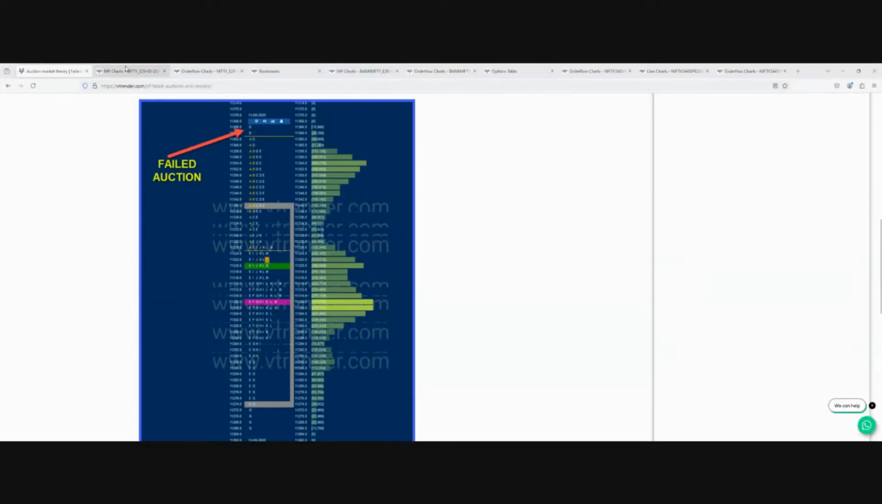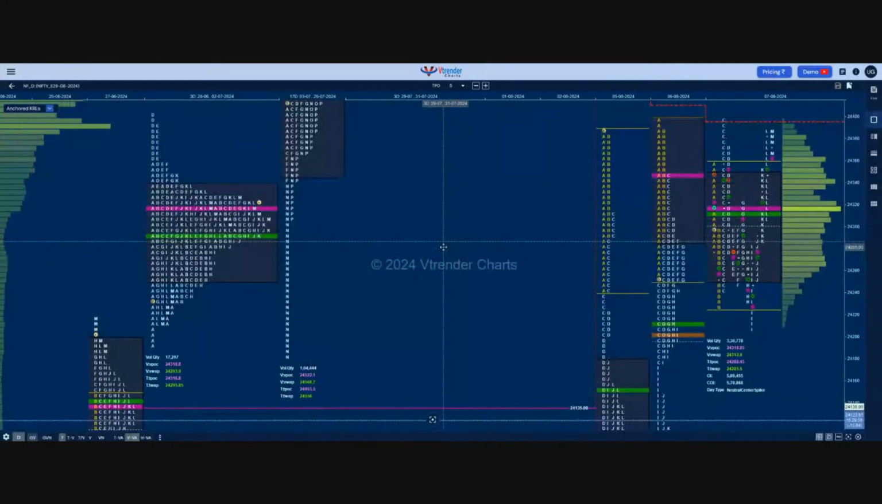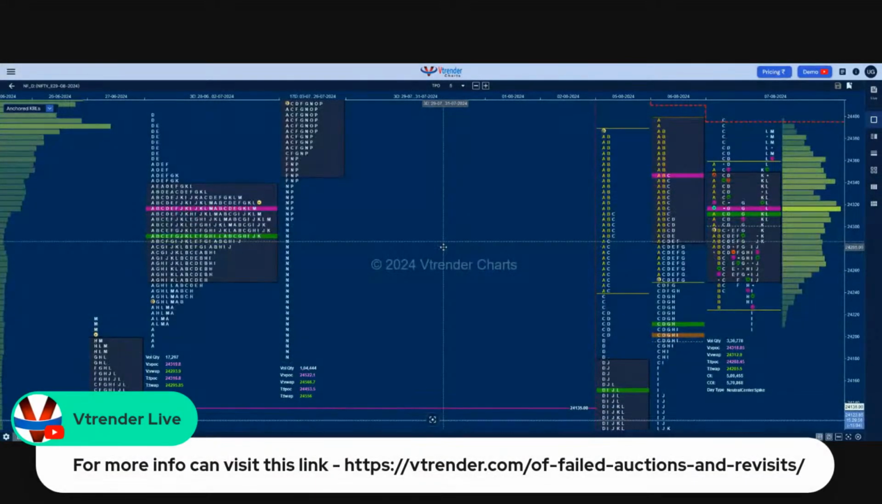And let us now get to the business end. So we have the Nifty futures profile chart on screen, and I am showing just yesterday's profile for now. Then we'll move on to what happened today.